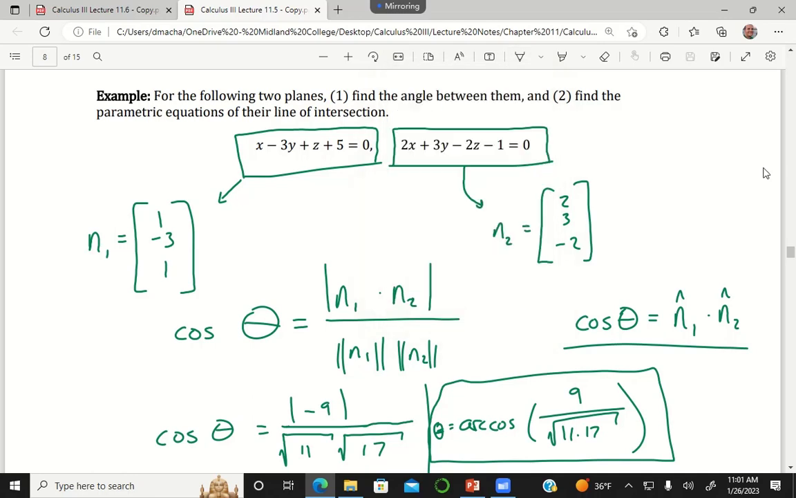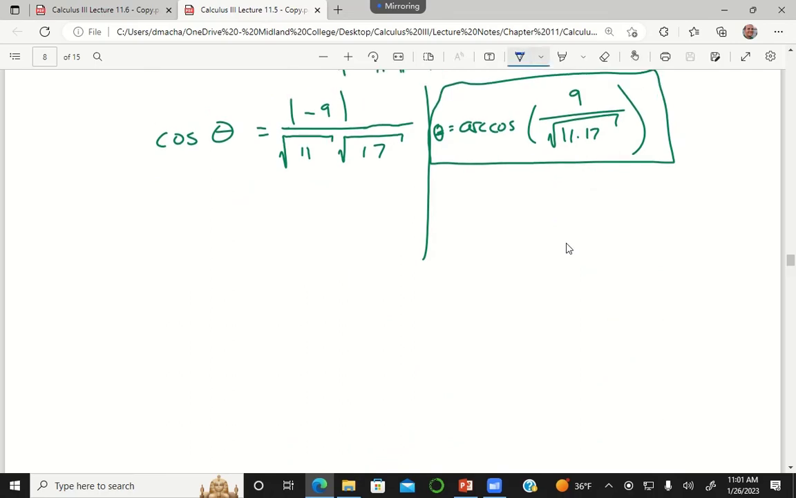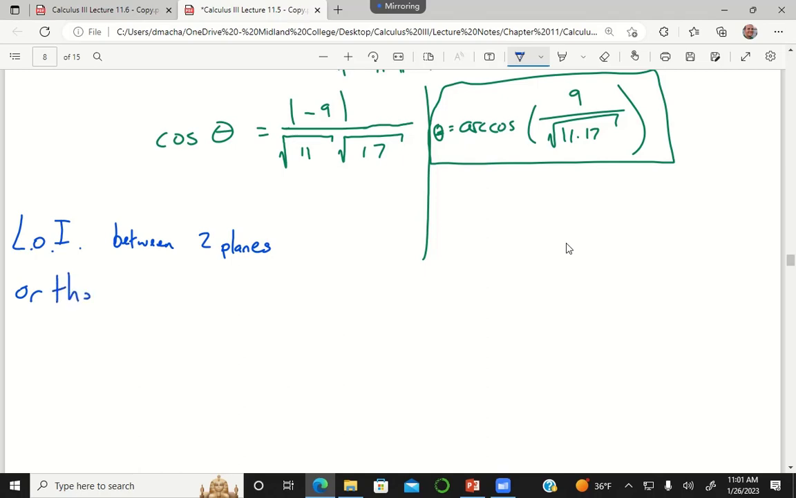The last thing I said yesterday was that the line of intersection between two planes, I'll abbreviate that LOI, has to be orthogonal to both of the normal vectors, any normal vector of the first plane and any normal vector of the second plane. And so one way that we can get a vector that's orthogonal to both of these is to take the cross product.